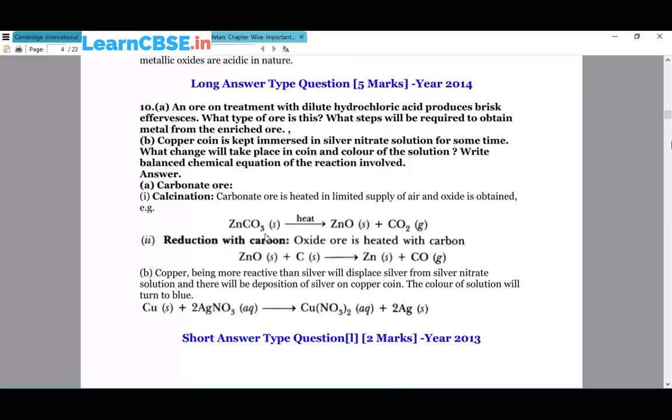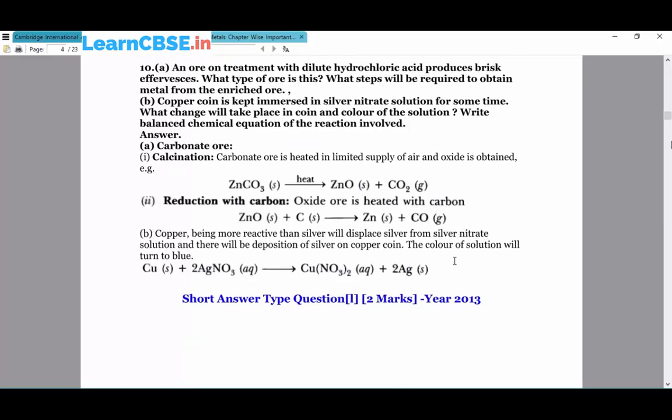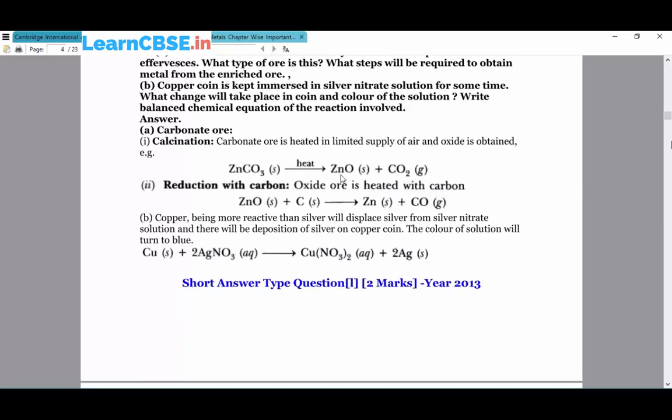See for example zinc carbonate, we have to heat it. So it will convert into zinc oxide with the liberation of carbon dioxide. Then we have to reduce it with carbon. So the ZnO, zinc oxide, treated with carbon, forms zinc plus carbon monoxide. So like this, we have to extract the medium reactivity metals.